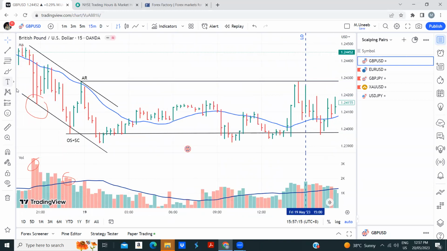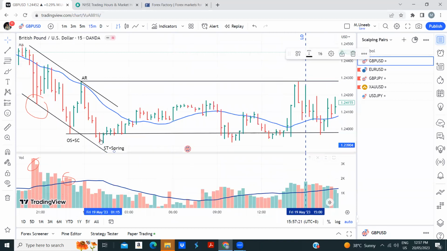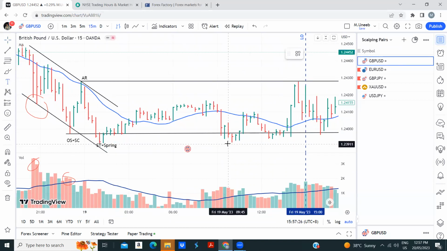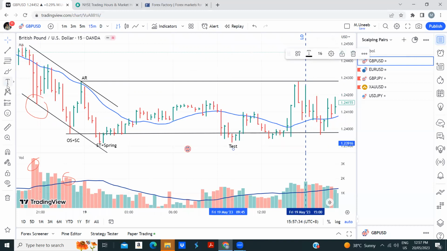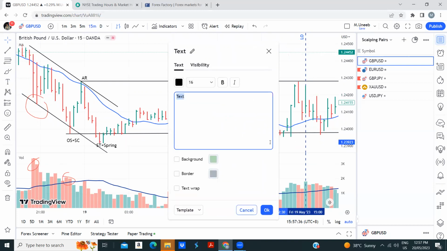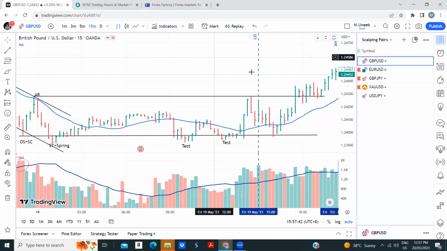Okay. This becomes what? Secondary test plus spring. Okay. This is again a test of the spring. Just call it a test. Again a test. Spring is tested multiple times before London Open. And now the London Open is right over here.